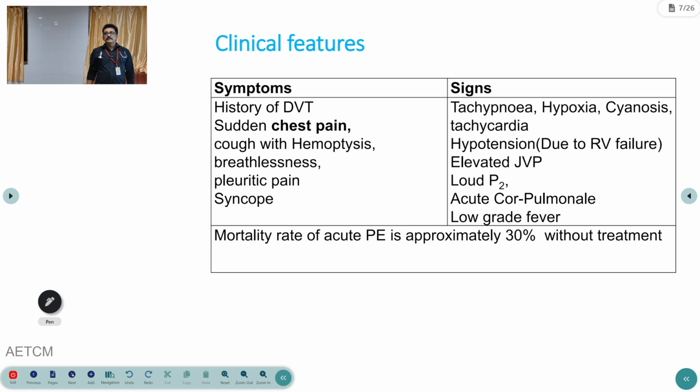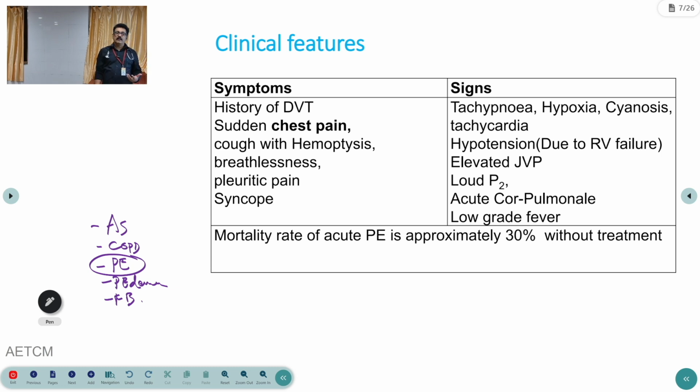Now, what are the clinical features? If somebody comes with acute onset of tachypnea, hypoxia, cyanosis, tachycardia, there are differential diagnoses for acute breathlessness. It can be due to asthma, COPD, pulmonary embolism, pulmonary edema, foreign body. All these things are common causes for acute breathlessness, and one of the important causes is pulmonary embolism. So acute tachypnea and acute breathlessness are the most common findings.